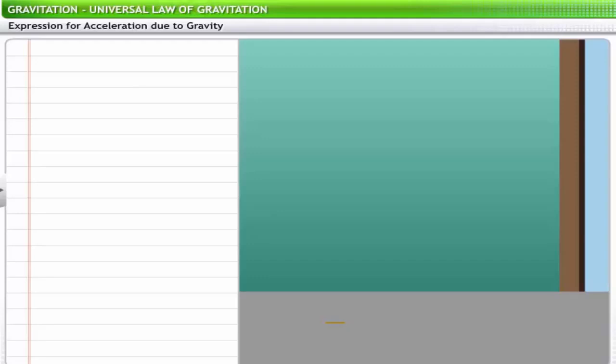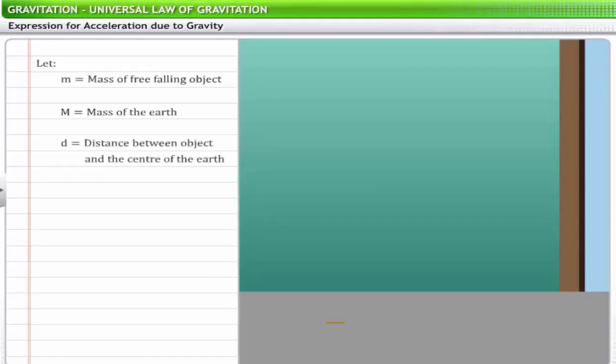Consider a freely falling object of mass m. Let the capital letter M denote the mass of Earth. d be the distance between the free-falling object and the center of the Earth. And R be the radius of Earth. Since the object is in free fall, the gravitational force F on the object is the product of its mass m and acceleration due to gravity g. Let's call this equation 1.